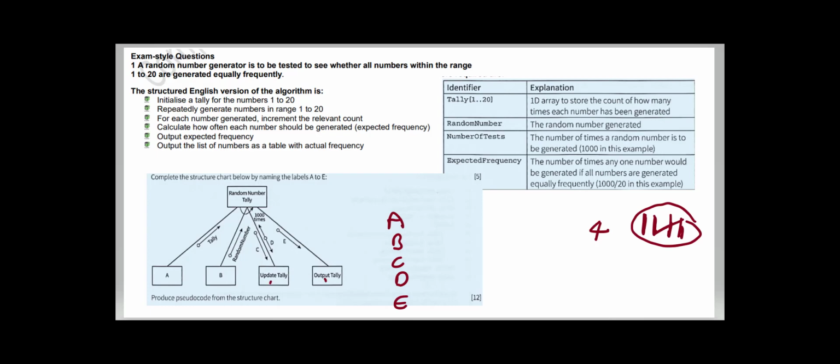So what we want to do to begin with is, for A, we want to initialize our tally. That means start it on 0. So for each number between 1 and 20, we're going to start them on 0. So A would be initialize the tally.